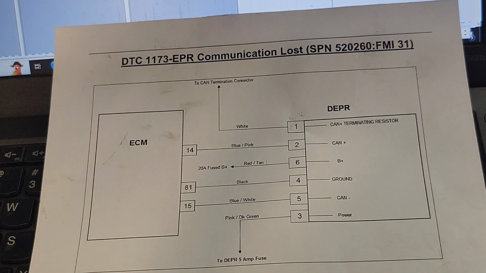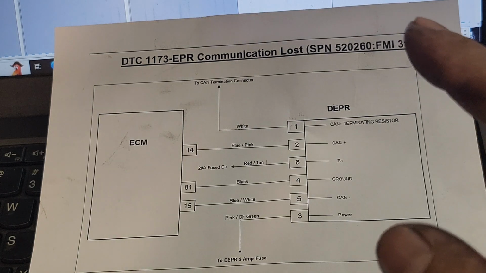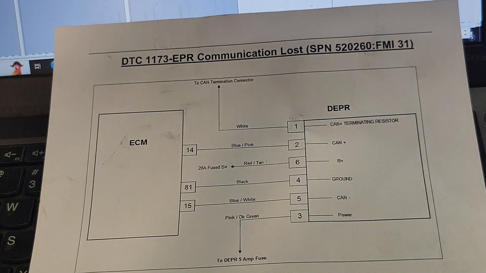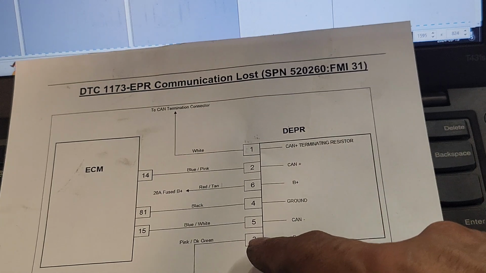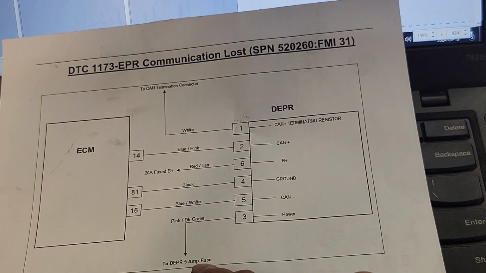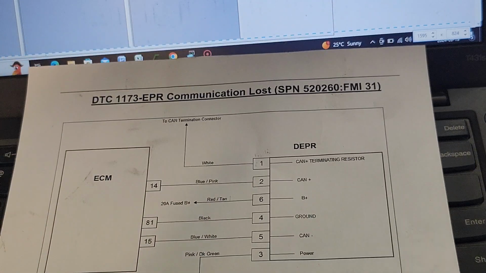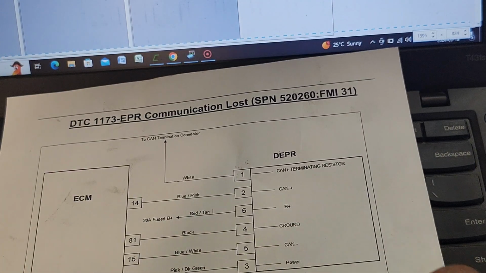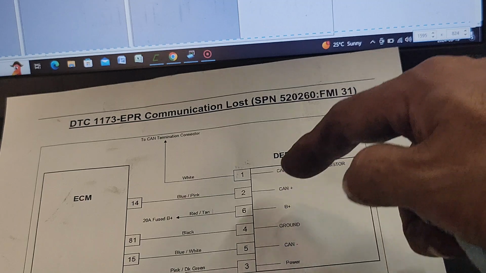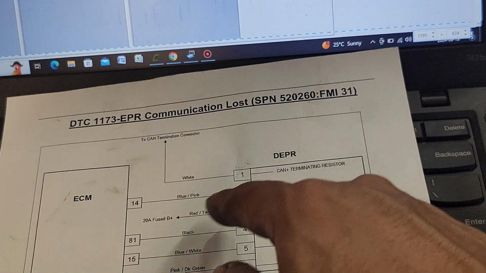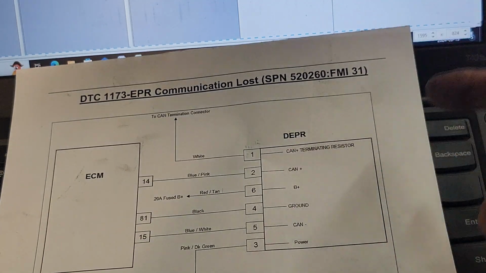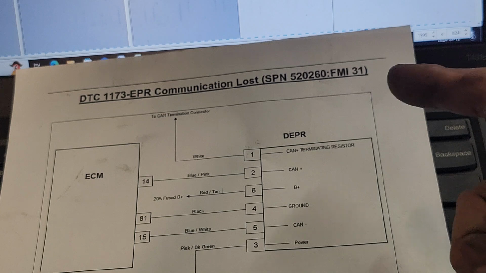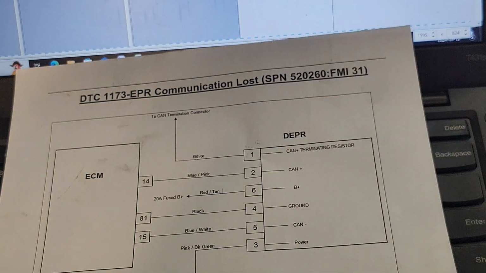Whenever I get communication codes, be it on an electric truck or a propane truck, I always want to check powers and grounds first. On this diagram, we have pin number 3, which is positive, coming from a 5 amp fuse. Then we have the ground coming from the ECM. And pin number 6, which is a 20 amp fuse, B+. We're going to check this first, and if not, we'll check the termination resistor last, and then maybe the wiring for the comm lines itself.